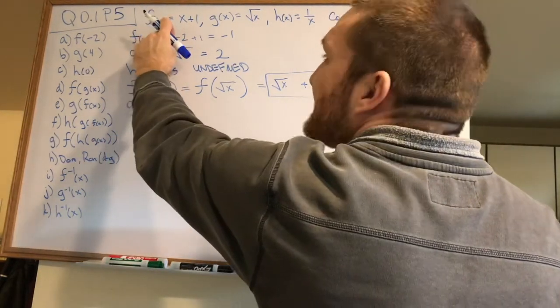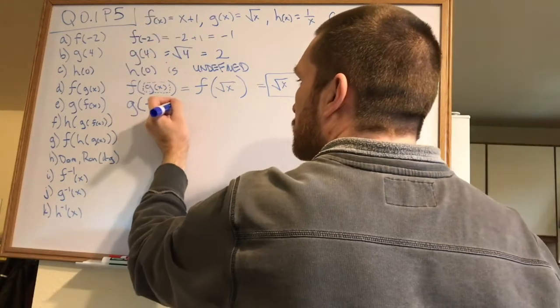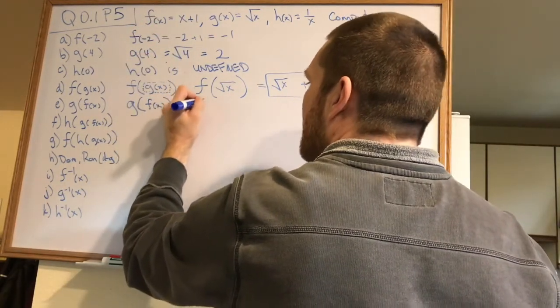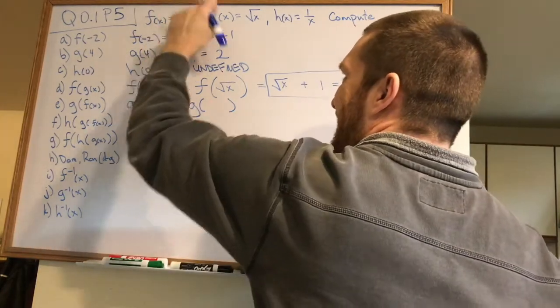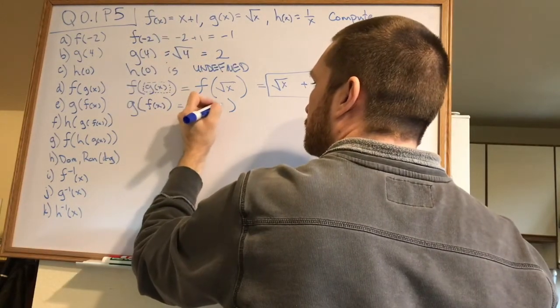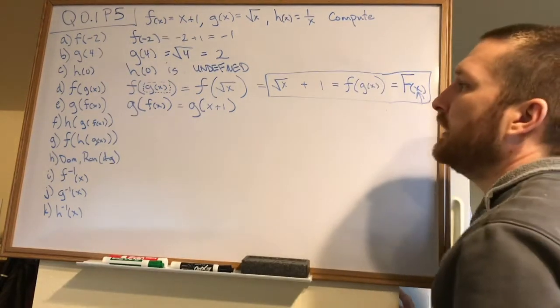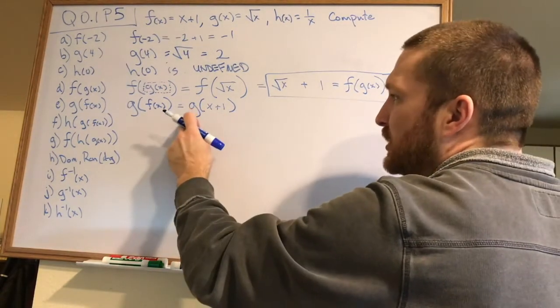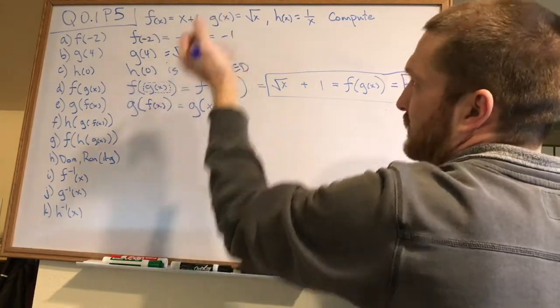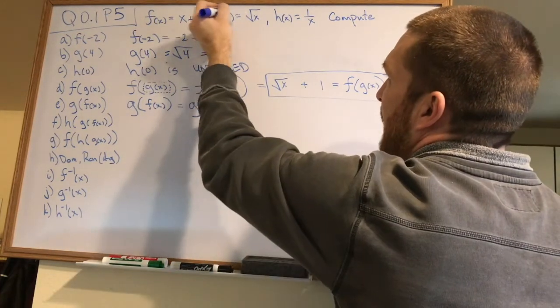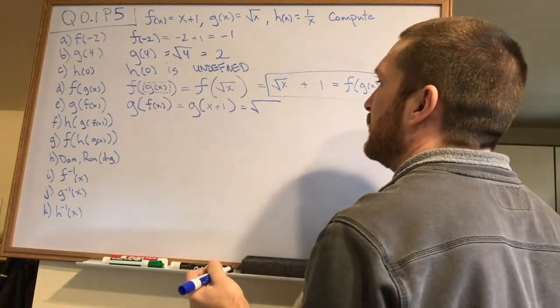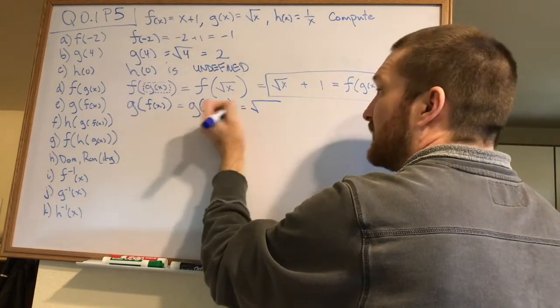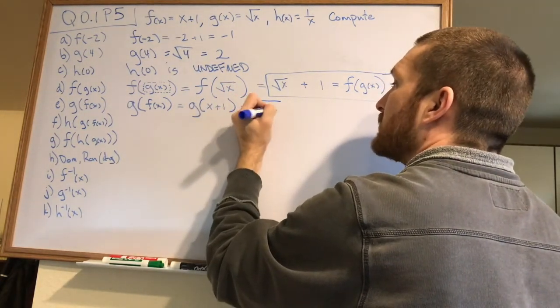F of X means the same thing as X plus 1. So I'm going to say, okay, that's the same thing. The output of that is that right there. Okay, now we could say, well, G of something, that's the rule for that. Whenever I see that, I just put it right there. So that means I take the square root of whatever's in there, which happens to be X plus 1.